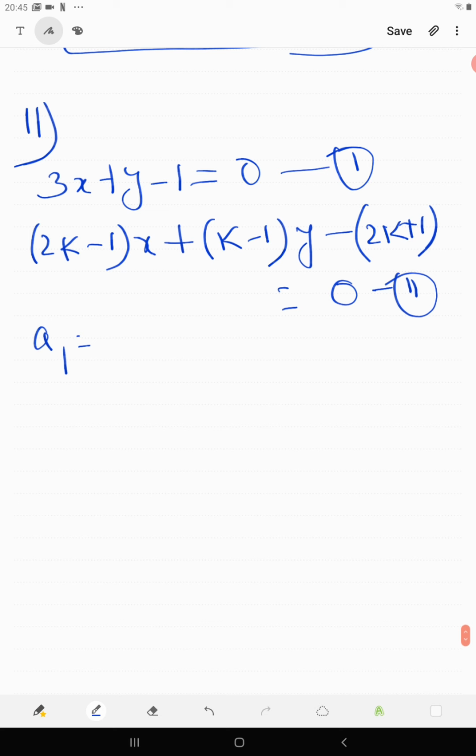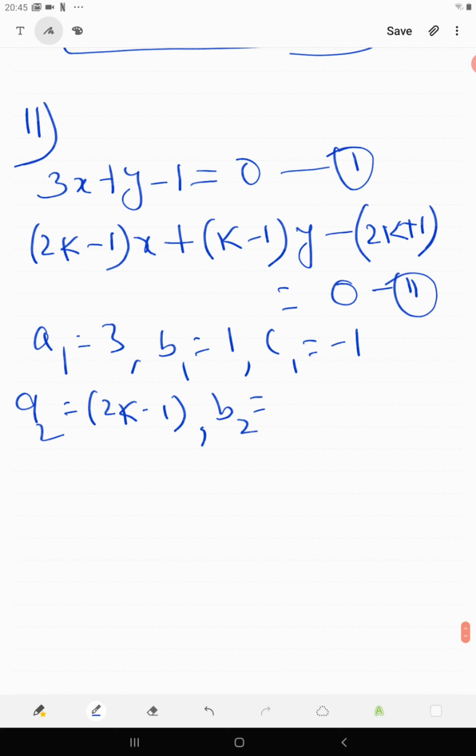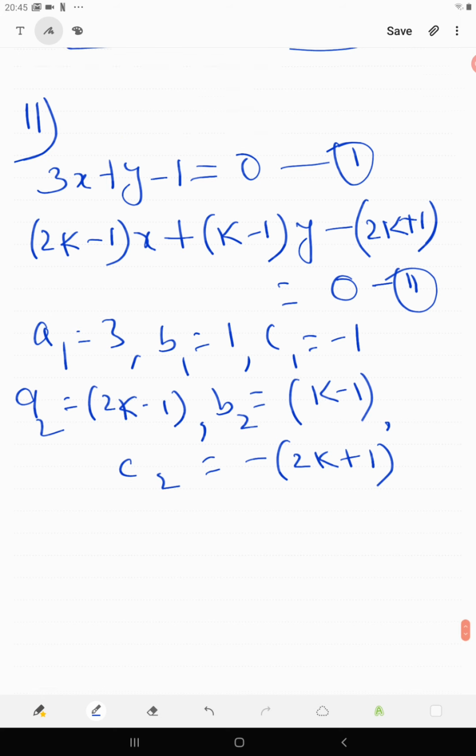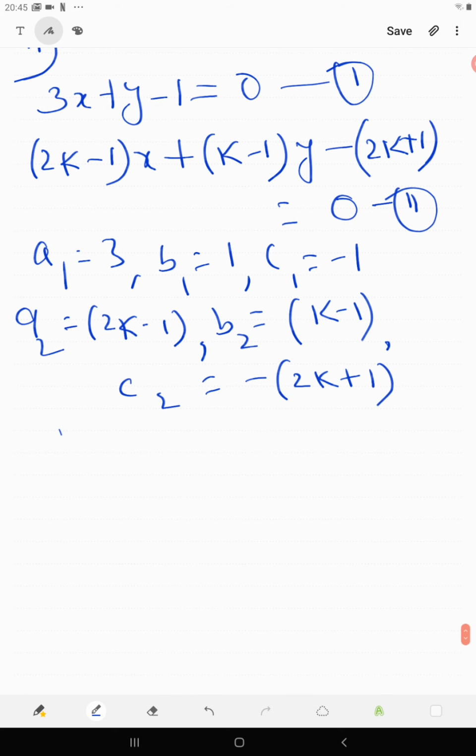So we have a1 equals 3, b1 equals 1 and c1 equals minus 1. Similarly, a2 equals 2k minus 1, b2 equals k minus 1 and c2 equals minus of 2k plus 1. Now, what is a1 by a2? So a1 by a2 equals 3 by 2k minus 1. Correct?